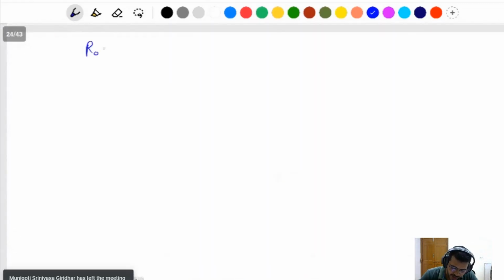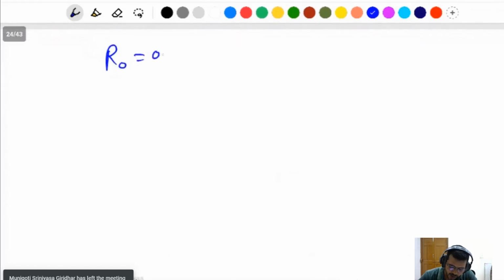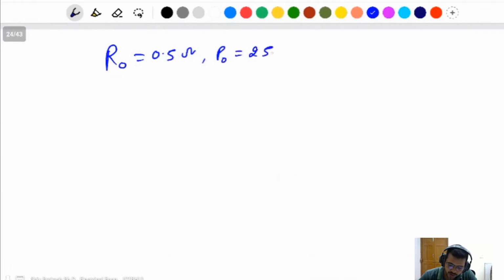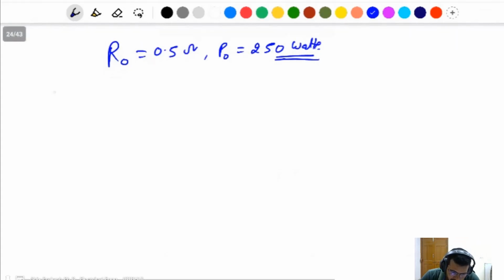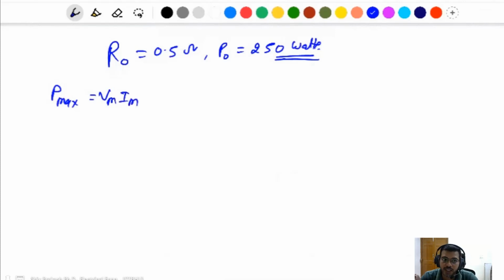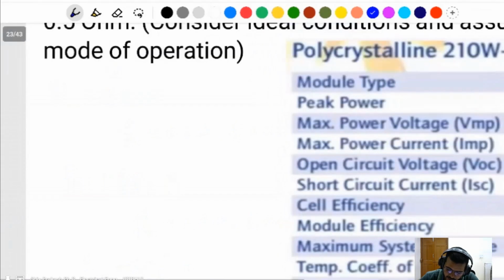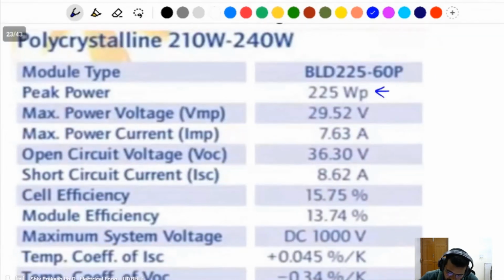R naught is given as 0.5 ohm. Output power is given as 250 watt. This is the rated power; you can operate at maximum output power up to 250 watt. I designed for this one. You know about the P max for the solar: it is Vmp into Imp, voltage at maximum power point and current at maximum power point. It will be given as a 250 watt max peak power.